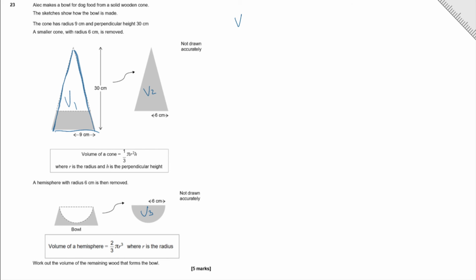So let's just work out V1 to start with. So V1 is a big cone, so the volume of a cone is 1/3 of pi times r squared h. Okay, that's the formula for a cone. Now, do we know the radius? Yes, we do. It's 9. Do we know the height? Yes, we do. It's 30. So that's really simple to work out.